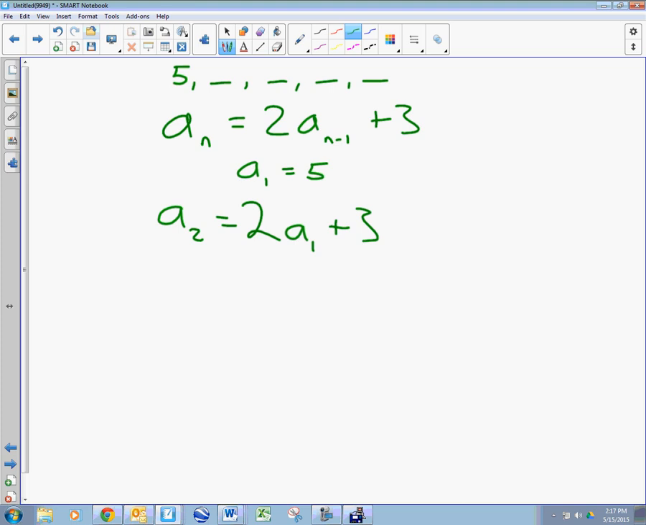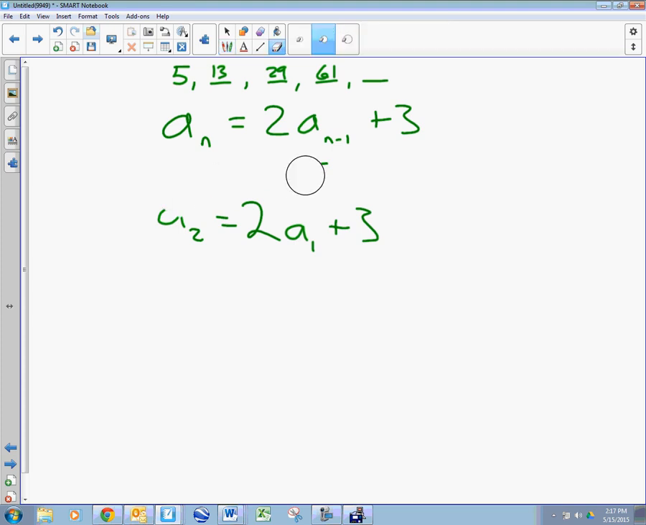So a sub n is the next term. A sub n minus 1 is the previous term. See that? All you would do is you take 2 times 5 is 10 plus 3 is 13. And then, again, you would multiply by 2 and add 3. So 26 plus 3 is 29. Times 2 is 58, so 61, so on and so forth. And you could generate the terms. But you can see it requires knowledge of the first term, doesn't it?